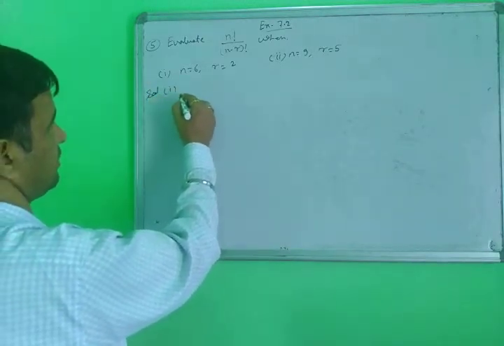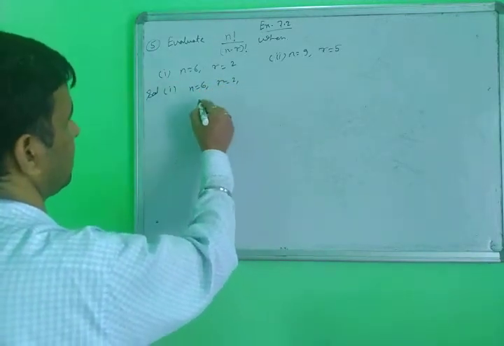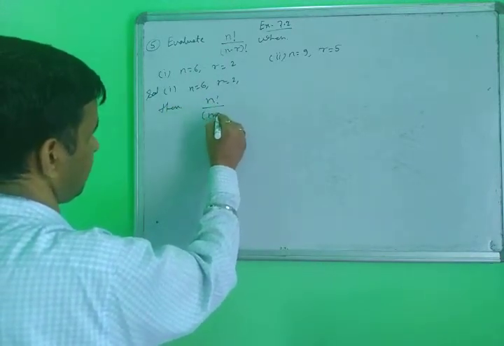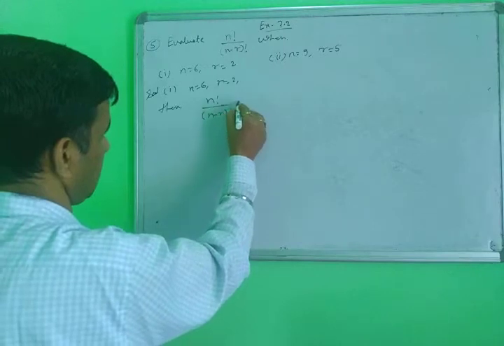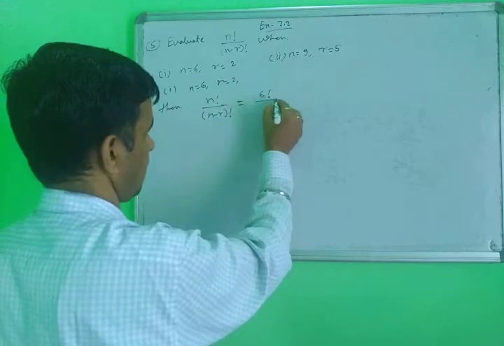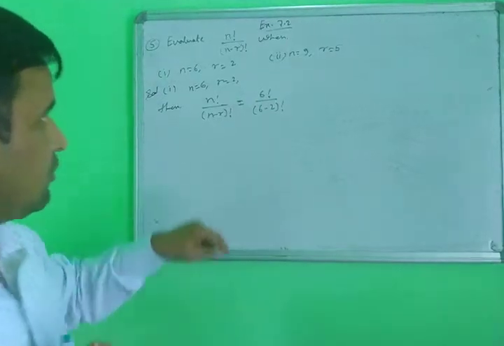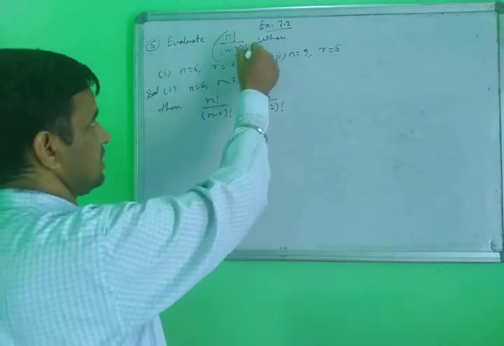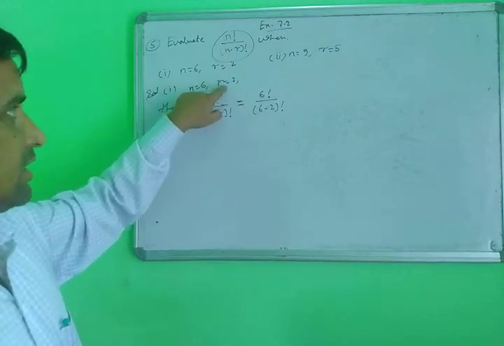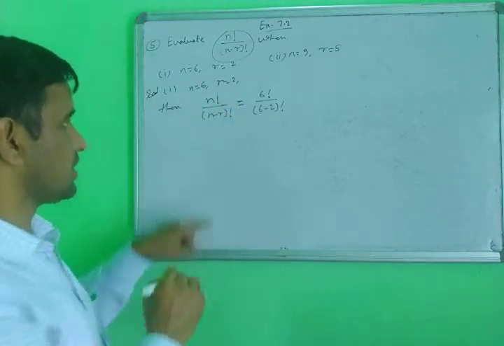In the first part, when n equals 6 and r equals 2, then n factorial upon (n minus r) factorial. What is the value of n? 6. And what is the value of 6 minus r? The value of r equals 2, factorial. First of all, you will write these conditions here. You put the n and r values in this condition, writing the values of n and r as given, then put the values into the given condition.